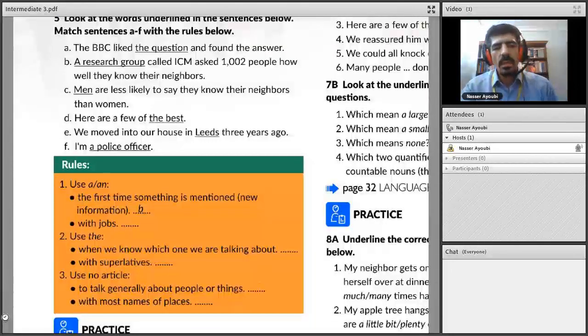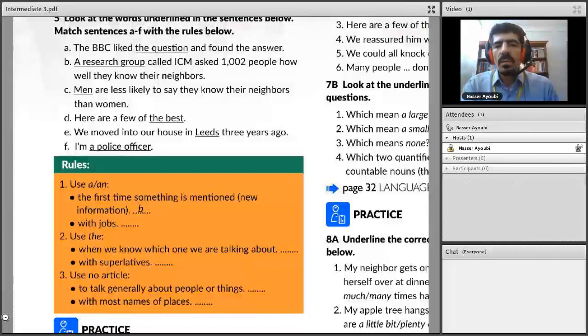You know, we use a or an. We know them as indefinite articles, the articles that are used for unknown words. A or an are used for unknown words. For example, I saw an accident when I was coming home. An accident. That accident is unknown for us. There is no information about it.